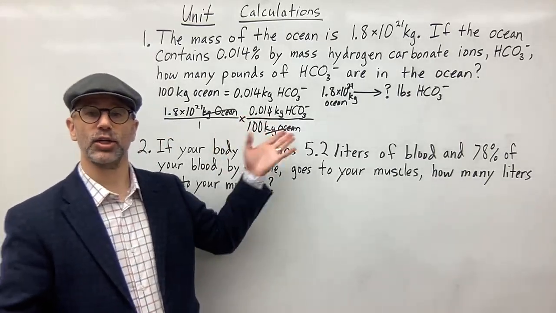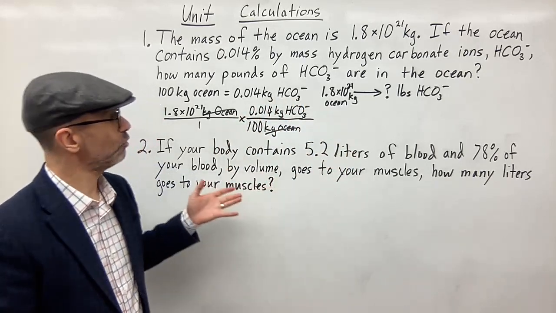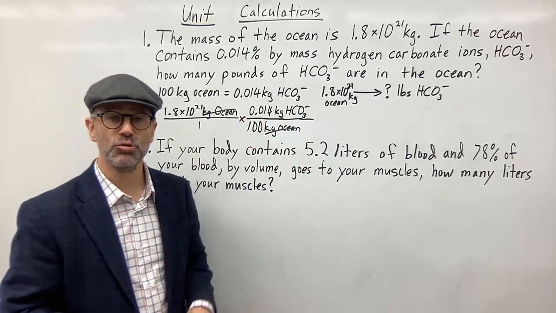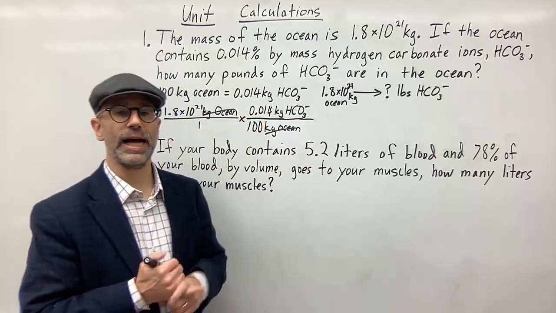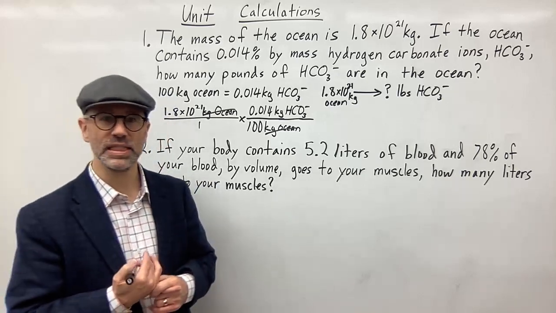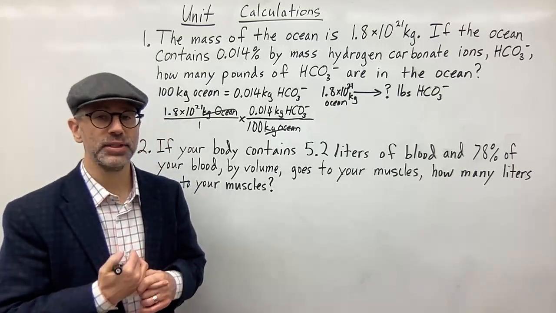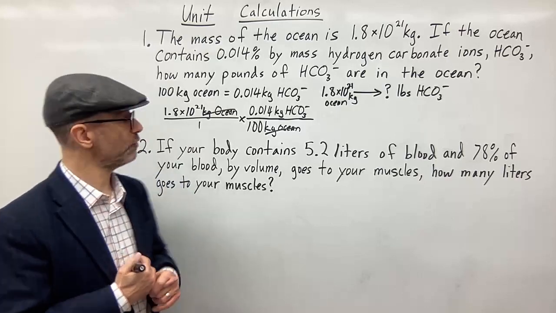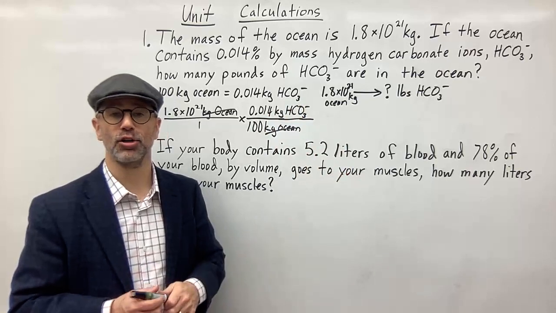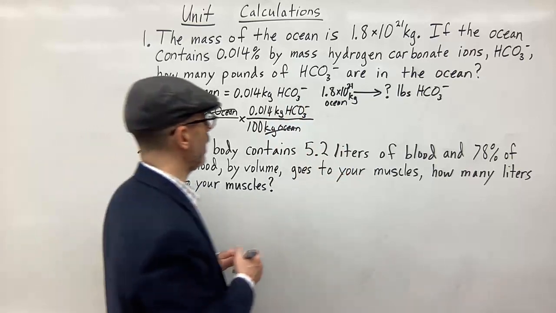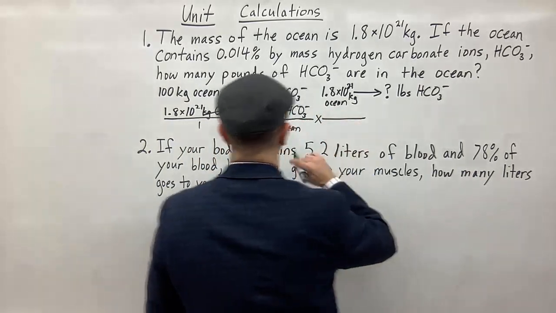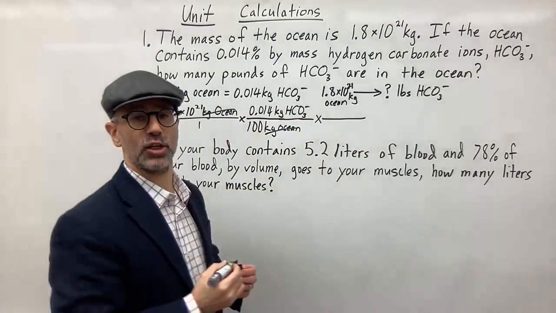Now I need to convert kilograms to pounds. So let's go ahead and do that. I need to use conversion factors that are going to get me to pounds. Well, I know that 453.6 grams is equal to 1 pound. So if I convert kilograms to grams, I can use that to convert to pounds. So let's go ahead and do that. I need to convert kilograms to grams.